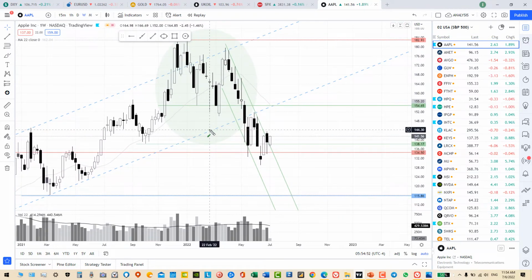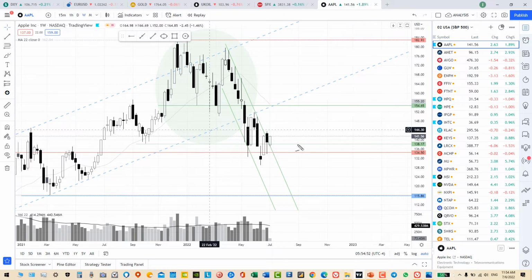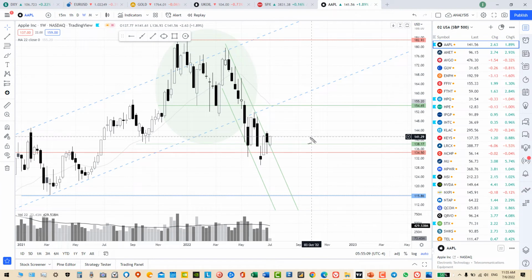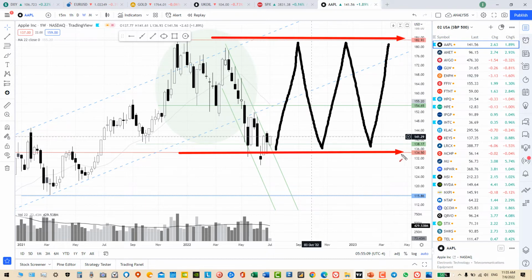The result of this trend can be sideways again, ranging between the two significant long-term support and resistance levels of the monthly chart. What I mean is it can oscillate between these two this way: the resistance, as we have mentioned, around 182, and the support around 134.